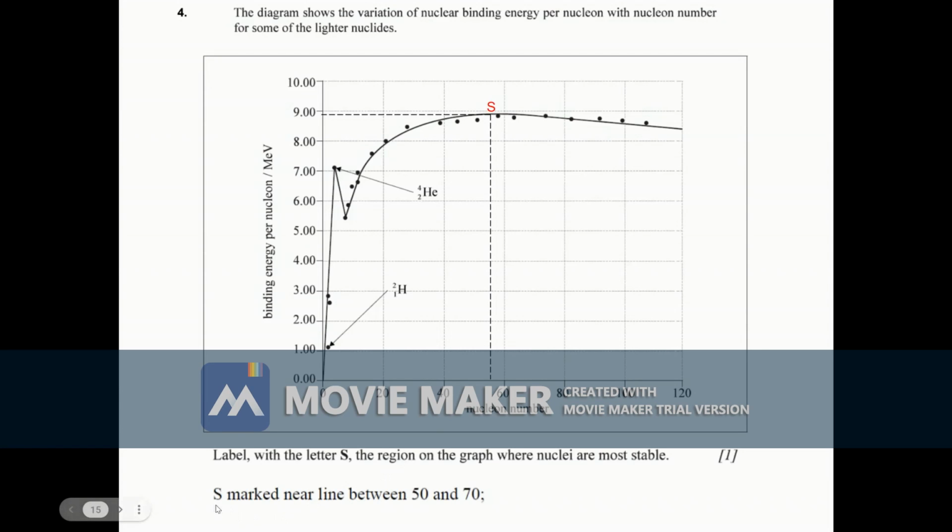The mark scheme says that S is marked near the line between 50 and 70. Look at the way that I did this. I just put crossed lines from the nucleon number, which is about 56, I guess, for iron, all the way up to the graph, and connected with the binding energy. And I marked this point as S as it requires. So this means I got 1 point.